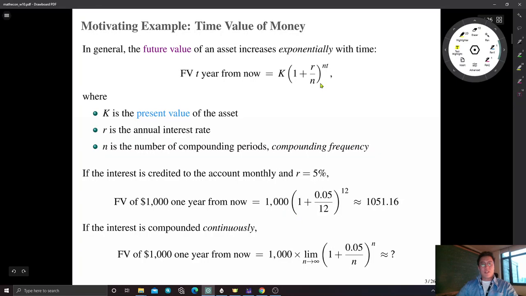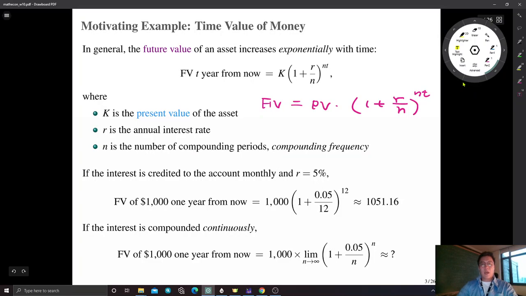So once again, this is an exponential function, one example of an exponential function. Now we regard this function as a function of time t. So it tells us the future value of some asset whose present value is given by k, t years from now. And once again, k is the present value. So we can see the relationship between future and present values from this formula. So the future value is going to be present value times 1 plus r over n to the power nt.